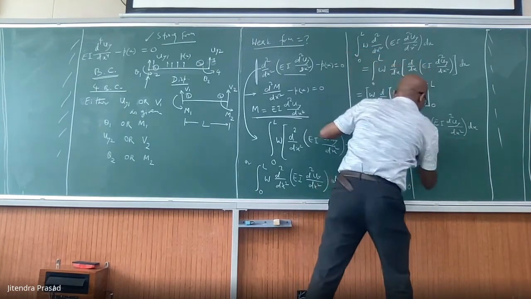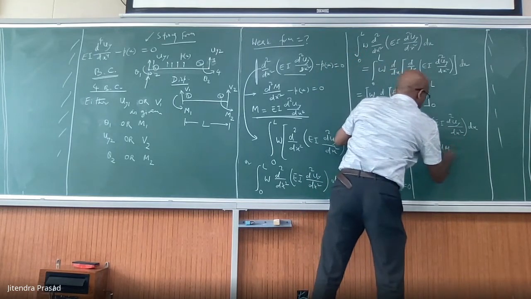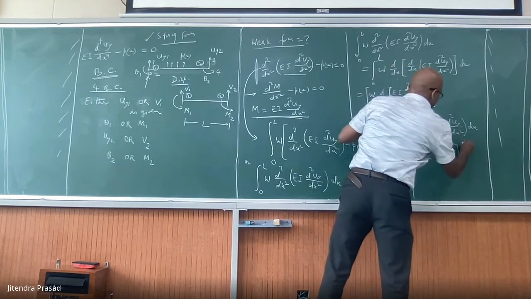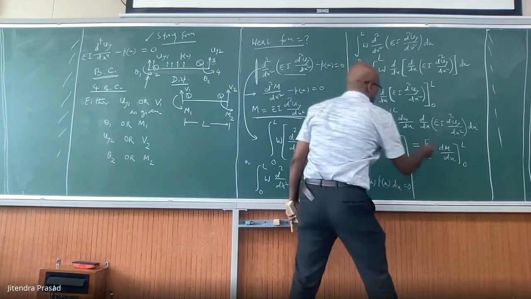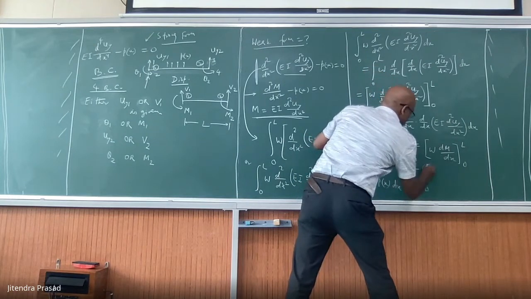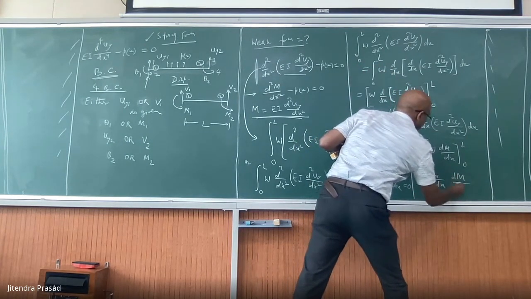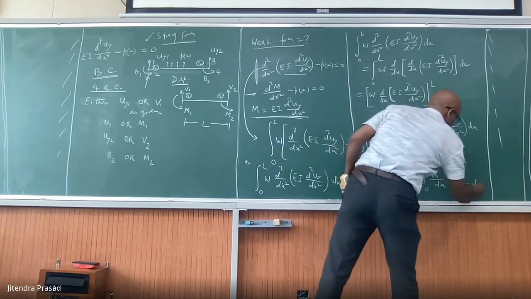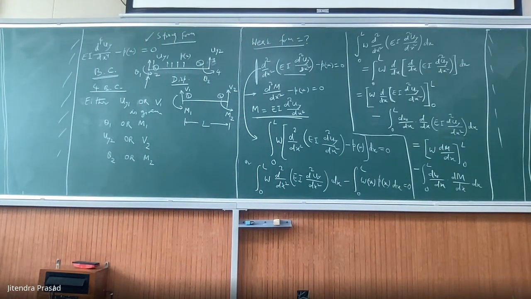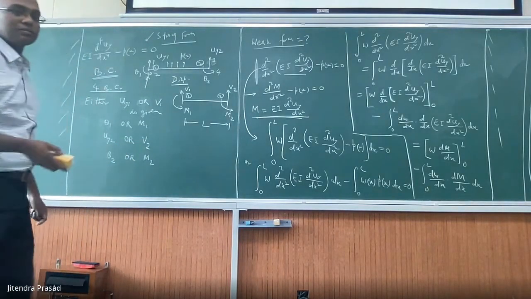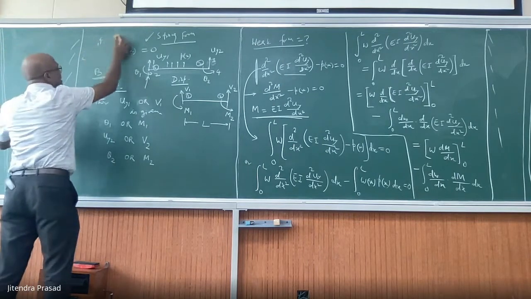We can also write it in terms of W multiplied by dM over dx, evaluated from 0 to L, because this is M, and here you have minus the integral from 0 to L of dW over dx multiplied by dM over dx. Okay, now we will go further.